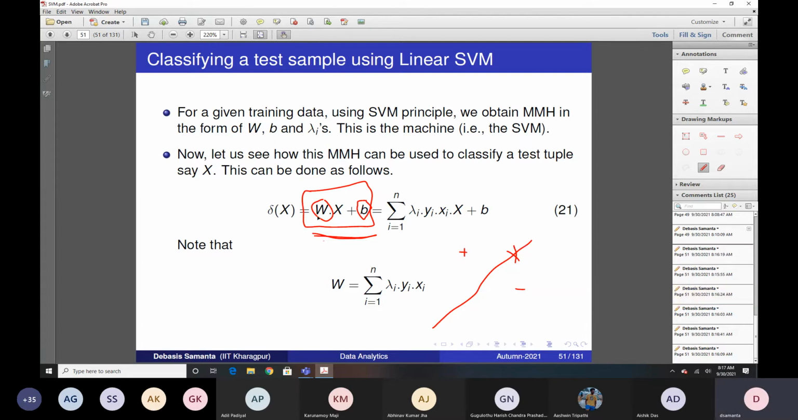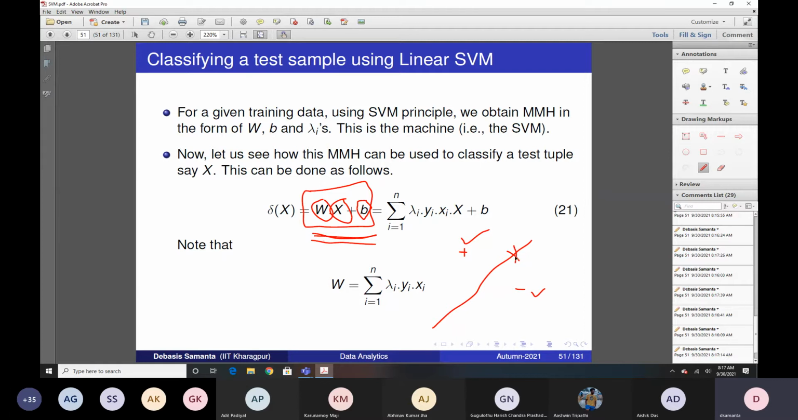So the idea is that for an unknown value x, this will give you a value. That value will be either positive, negative or 0. If it is positive, then we can say that the unknown vector x belongs to the plus class. On the other hand, if it is negative, then the unknown vector is in the negative class. So this way binary classification is possible by using linear SVM.